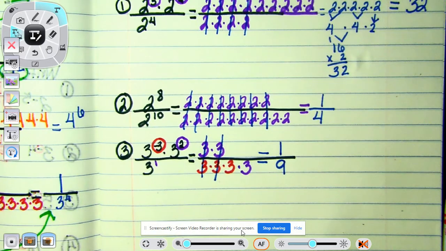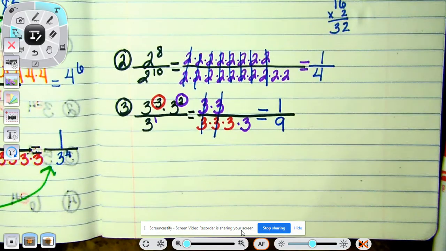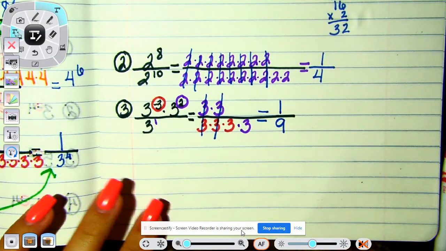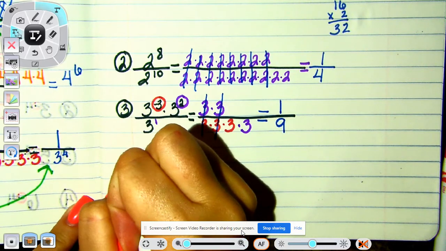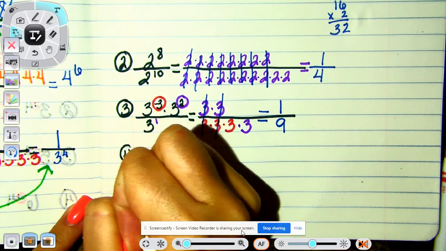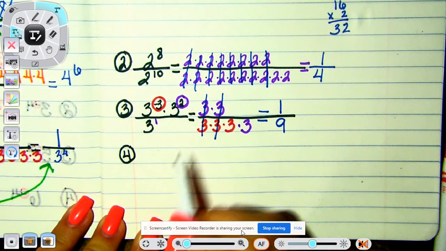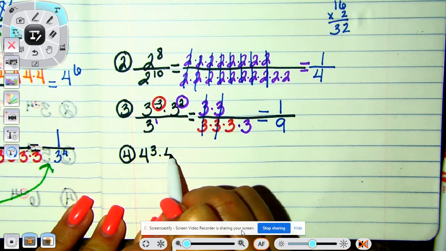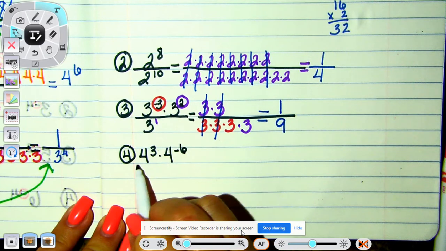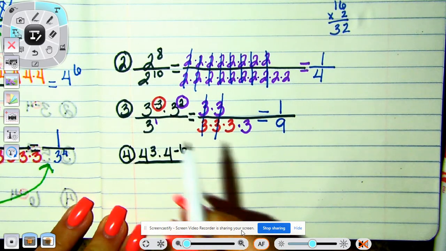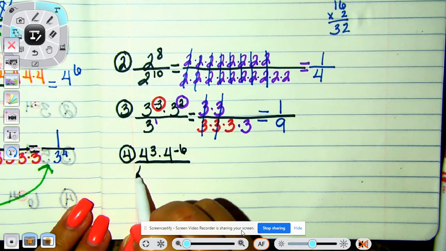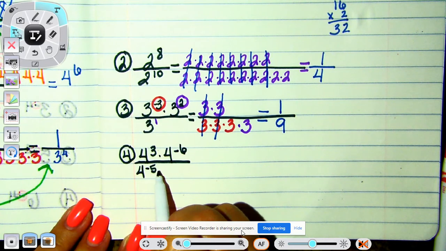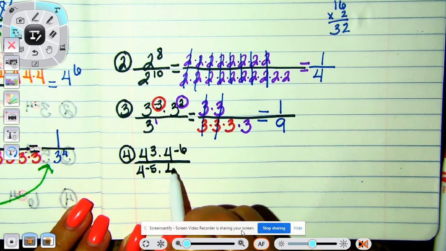Okay, number 4. Kicking up just a little bit. And this will be our last. We'll just do 4 today. Okay. 4 to the third times 4 to the negative second. Negative 6. Don't know my numbers today. 4 to the negative fifth times 4 to the fourth.